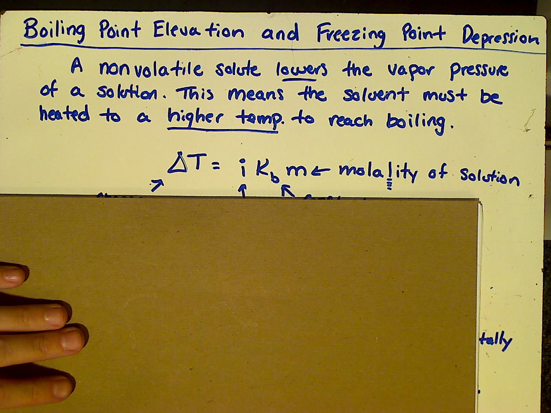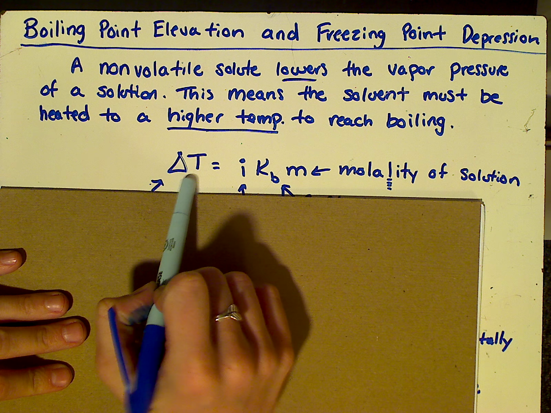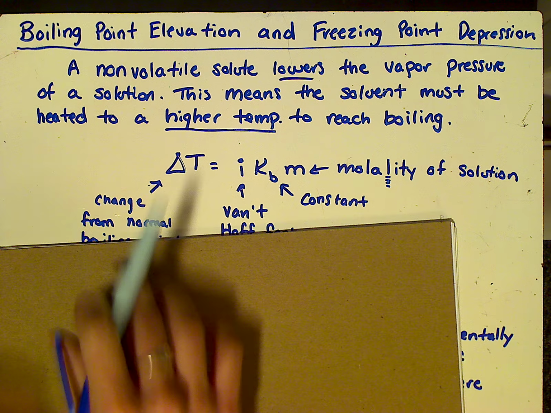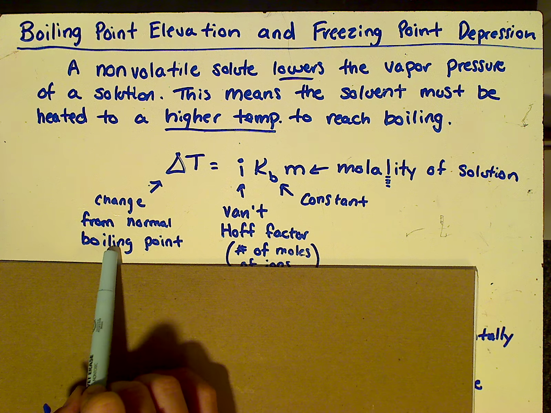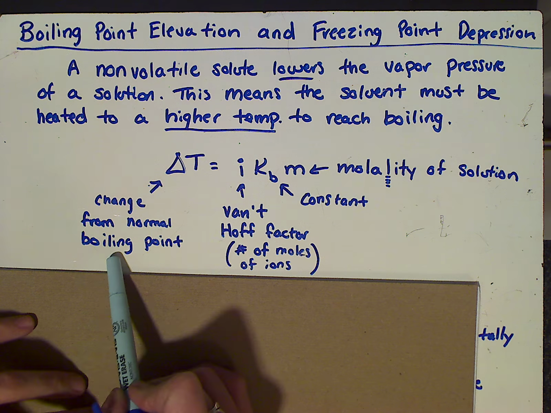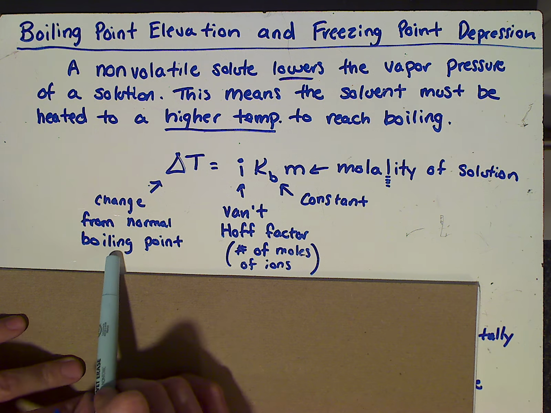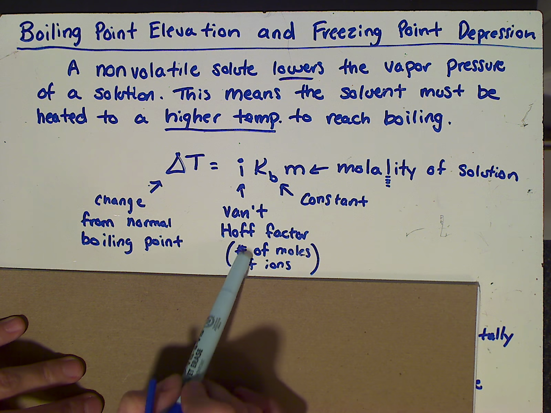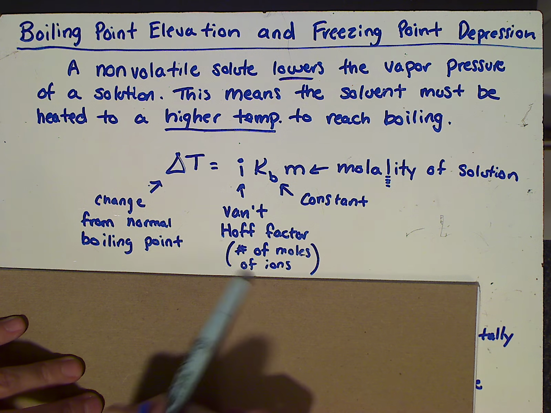So this is our formula. It's delta T equals i Kb m. Delta T is the change from your normal boiling point. Not the change in temperature in general of your solution, but the change from your normal boiling point. i is the Van't Hoff factor, which sounds a lot more complicated than it is, I promise. I'll break that down in a second.